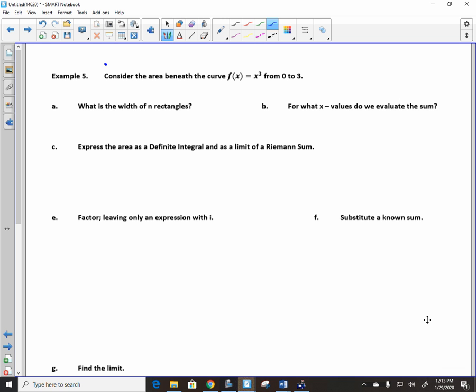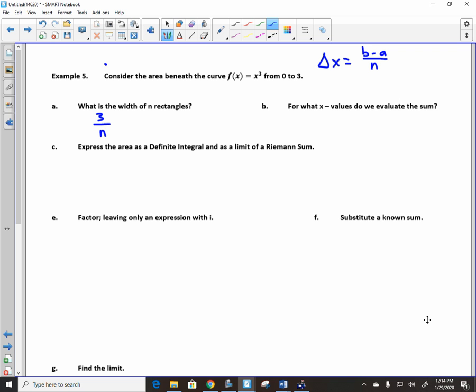Okay, here we go. We want to find the area bounded underneath x cubed from 0 to 3. What is the width of the entire interval? 3 is the width of the entire interval, so therefore the width of each rectangle is 3 over n. So remember that delta x, or your width, ends up being b minus a divided by n.